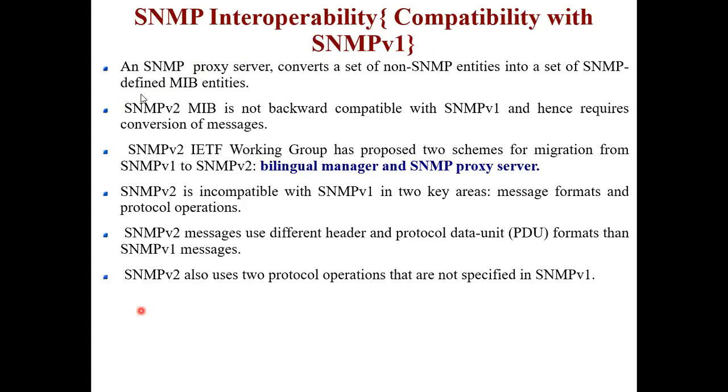Now see, if I'm sending a get request message, the PDU of SNMP version 1 will be a bit different. The PDU generated by version 2 will be different. So when I am exchanging the messages, that PDU needs to be converted. Otherwise, the other version will not understand it. This is something which you also know. So there has to be some conversion taking place when I am dealing with version 1 and version 2.